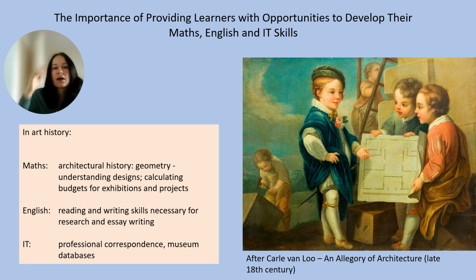With English, that is more straightforward. So with any humanities subject, reading and writing skills are necessary for research and essay writing, and students are going to practice this a lot throughout the course. And with IT, students are going to practice professional correspondence and generally using computer systems. And another more specific aspect would be using museum databases, which they are going to use in their research. So that is going to train them in a specific aspect of IT as well.